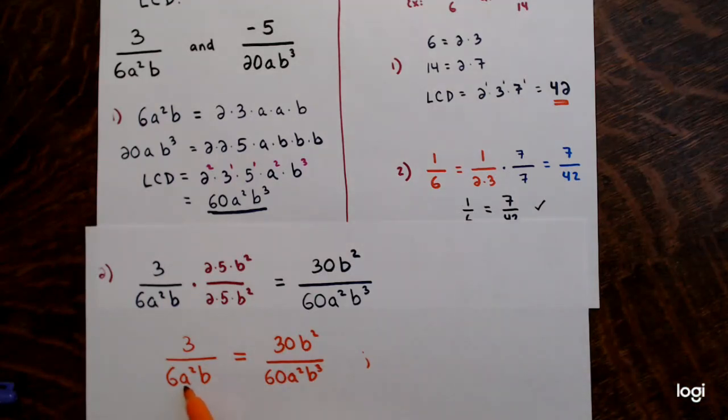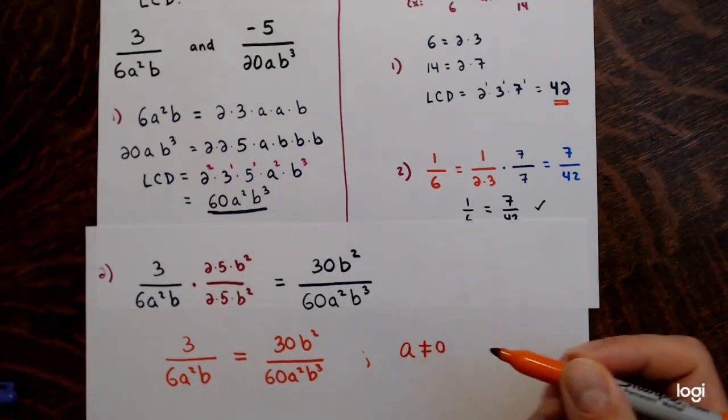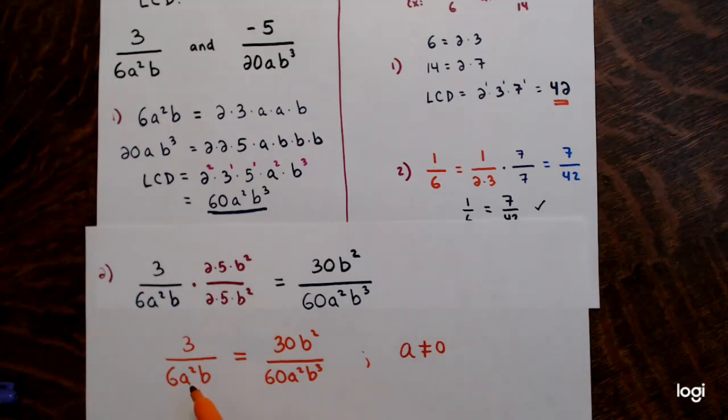So look at the first fraction here, you have factors of a and a. This is technically a times a, and then a factor of b. So a can't be 0, because if a were 0, this denominator, and this one too, would be 0.